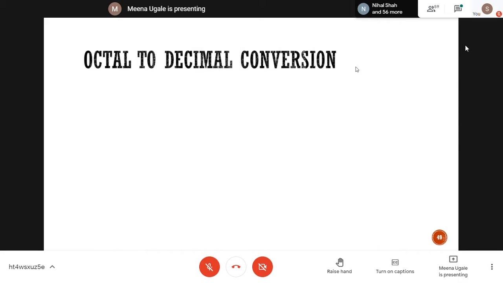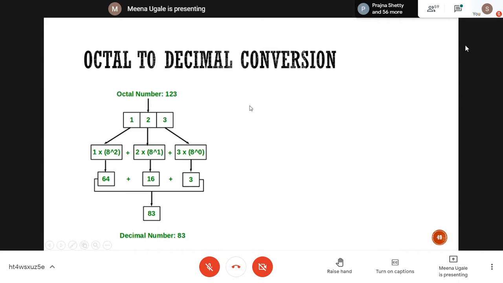Note down octal to decimal conversion, the first part. If any octal number is given to you, how will you come to know what is the equivalent decimal number for this, that we will see here. The first one, octal to decimal. Now see here, any octal number will be given to you, like in this case the number is 123. 123 is the octal number. And my question is, I want to know what is the decimal equivalent of this number. So how will I find out? It is to the base 8 system.